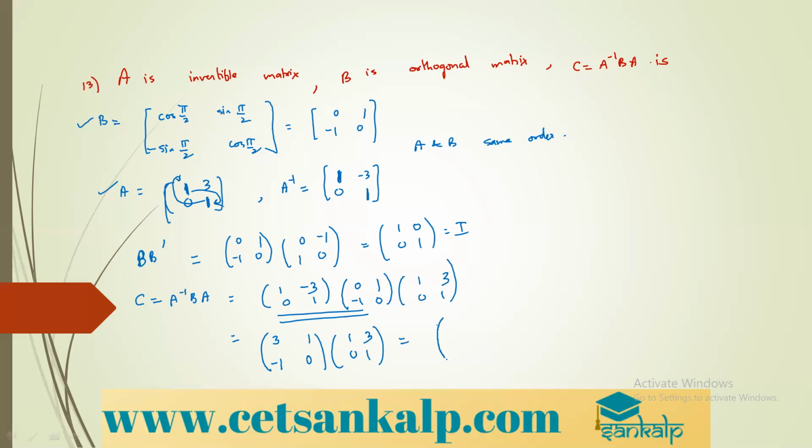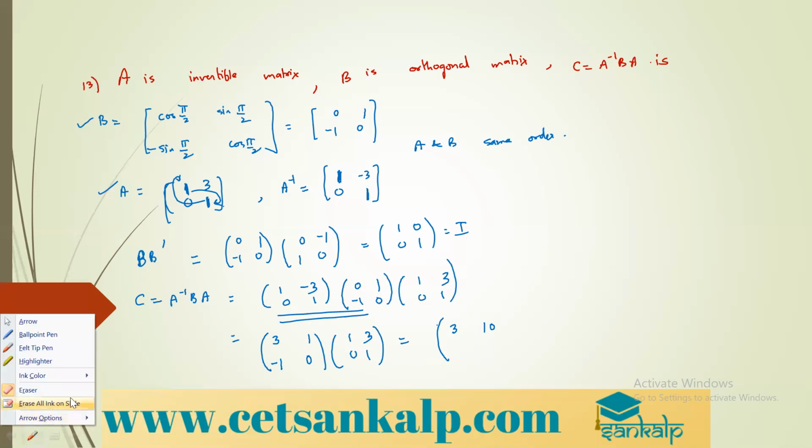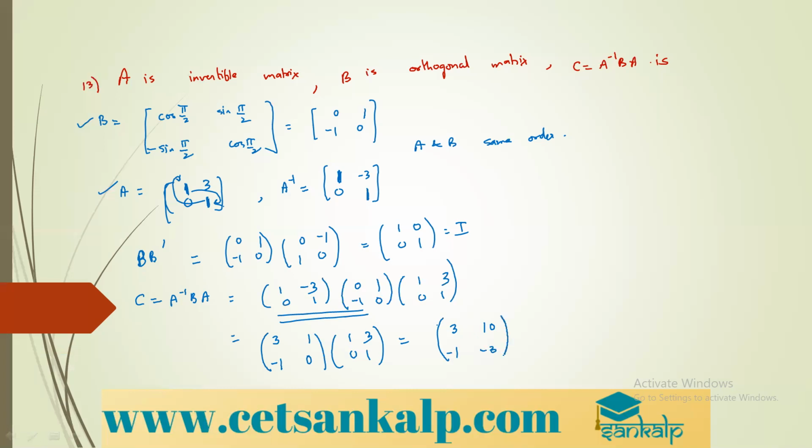When I multiply these again, 3 plus 0, 3. 9 plus 1, 10. Minus 1 plus 0, minus 1. I have to write here minus 1. So minus 1 plus 0 is minus 1. Minus 3 plus 0 is minus 3.